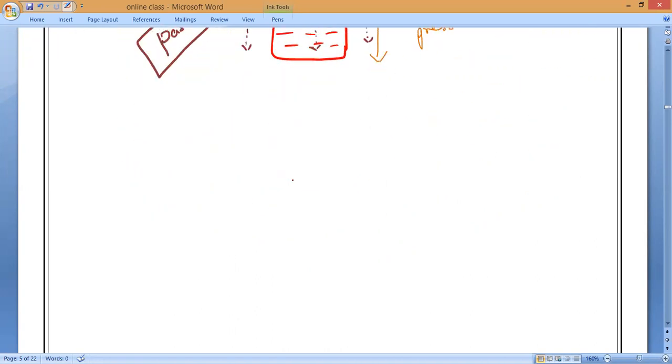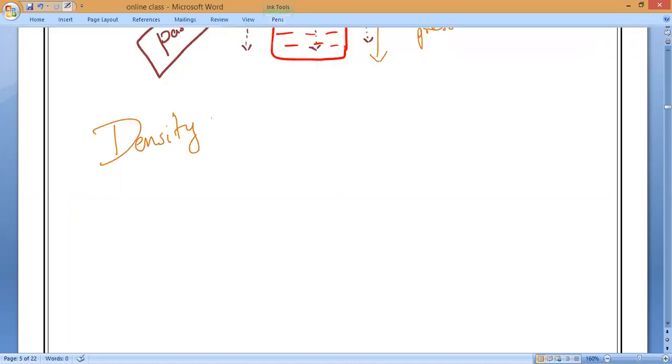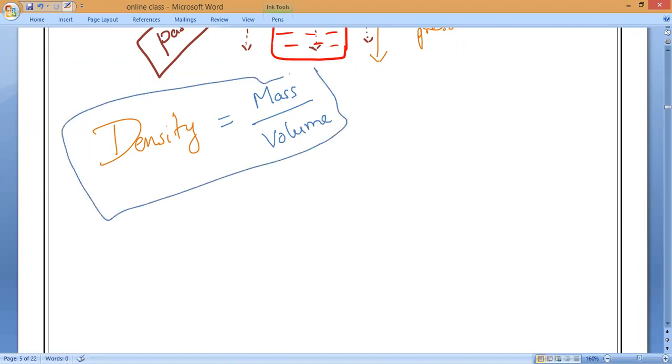Now, one more property which nobody knows, but it is very, very important. So let us come to here. How many of you have heard a word called density? Can anybody tell me? I want the formula for density. Mass by volume. Very good. Density of a substance is mass by volume. So remember this. This will help us derive the formula for fluid pressure also.